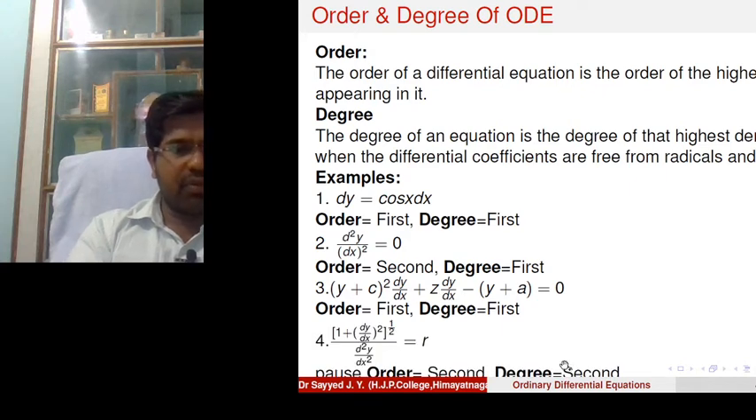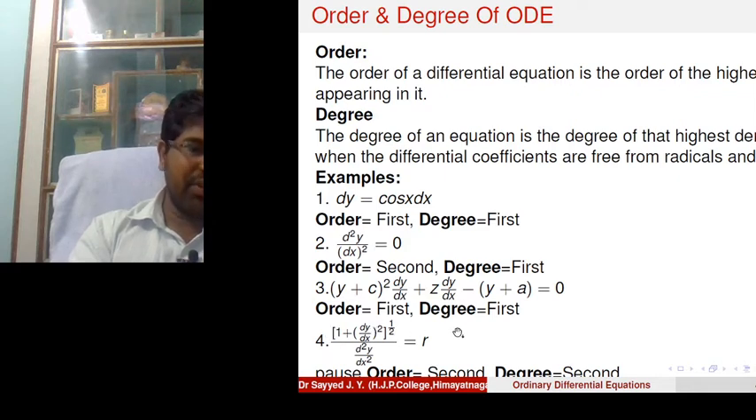Similarly, equation 4 contains a radical. See, whatever I told you in the definition, it is there. [1 + (dy/dx)²] raised to the power 1/2, divided by d²y/dx², equals r. Here you cannot say directly the order and degree. First you have to simplify it. You should make it free from the radical, meaning the square root sign.